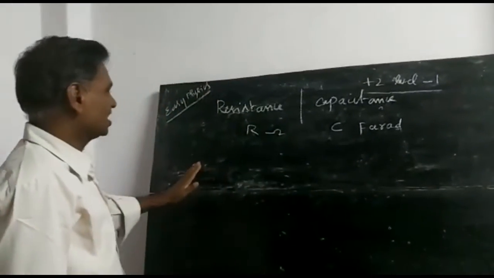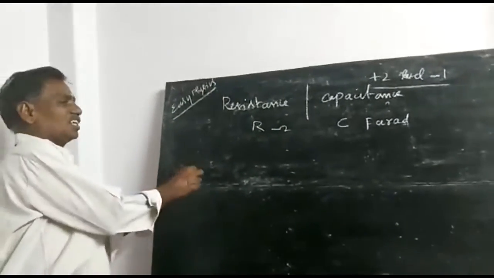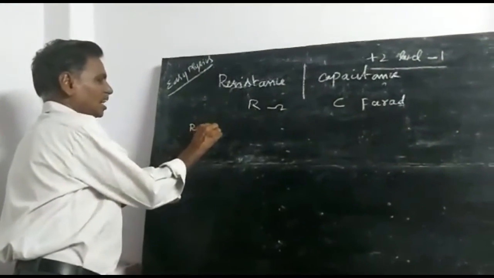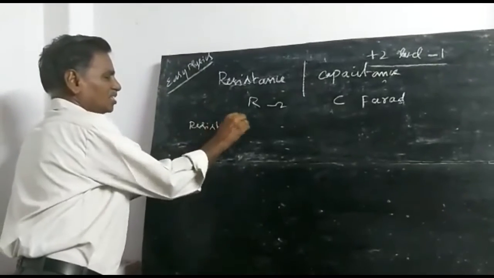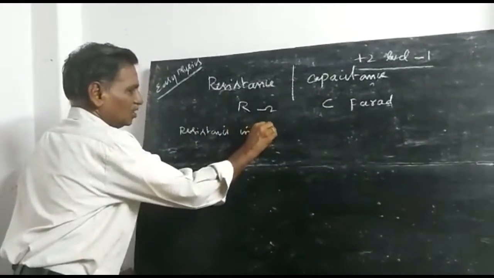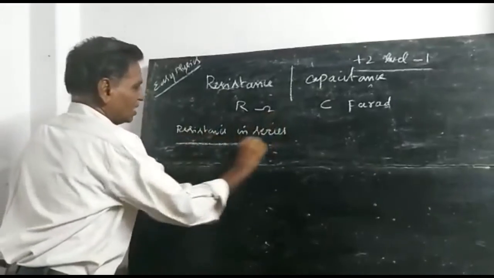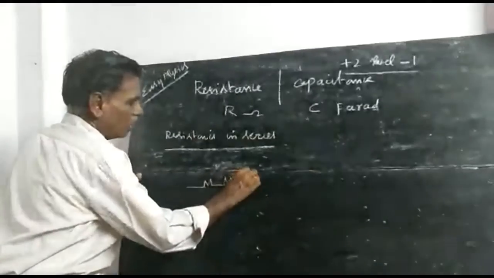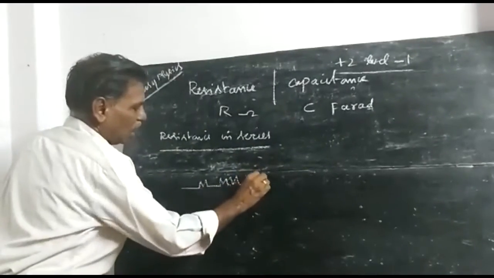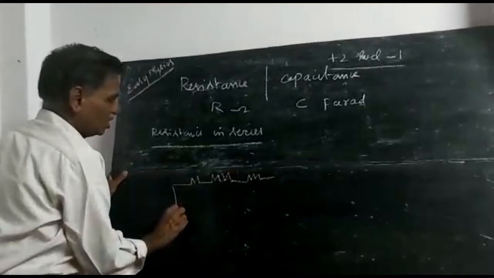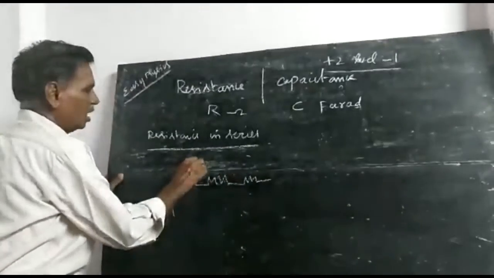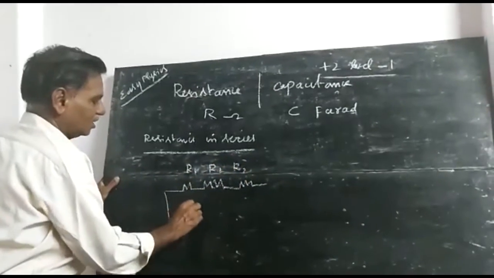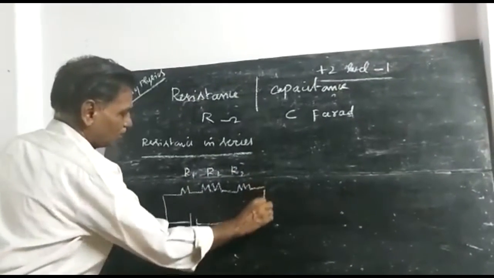First of all, resistance connected in series. Resistance is denoted by this symbol. R1, R2 and R3 are three resistances connected in the circuit as shown in the figure.